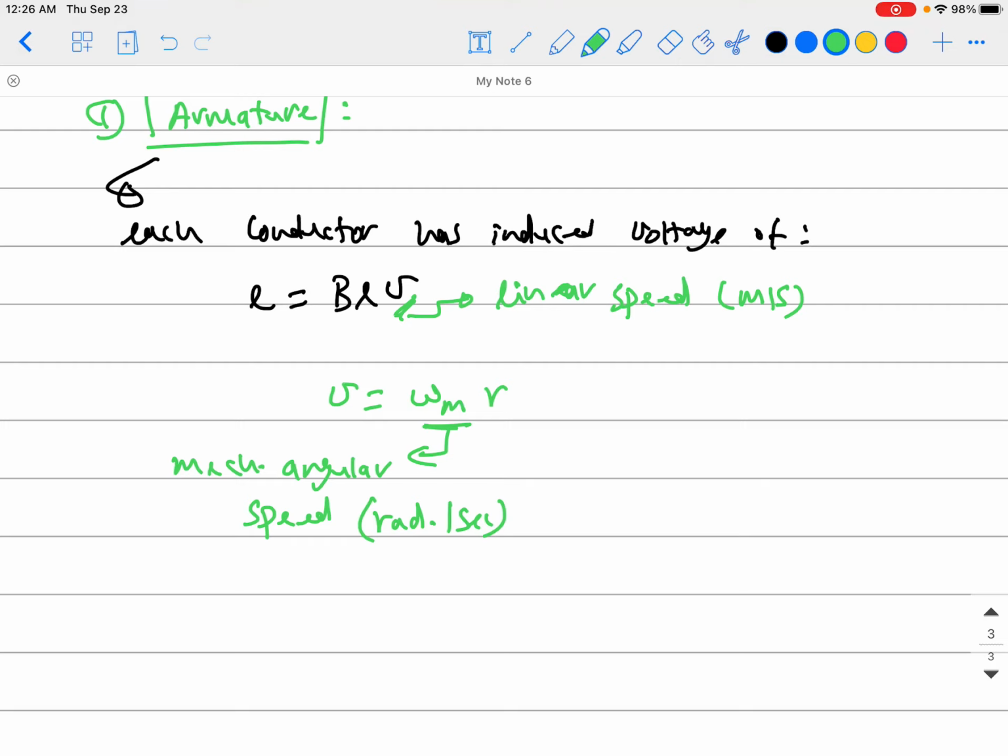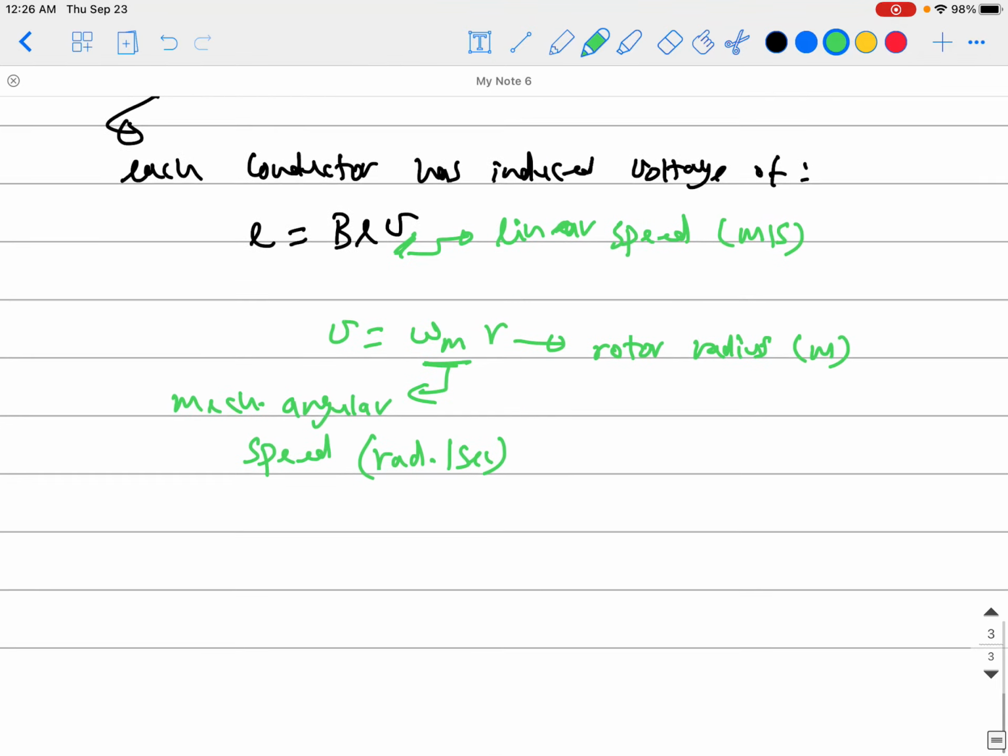Okay, and R is basically the rotor radius in meters. So this is how to convert from V, which is the linear speed, to omega m, which is the rotational speed, the mechanical angular speed. That's what I'm saying about, and that's the thing we like most.